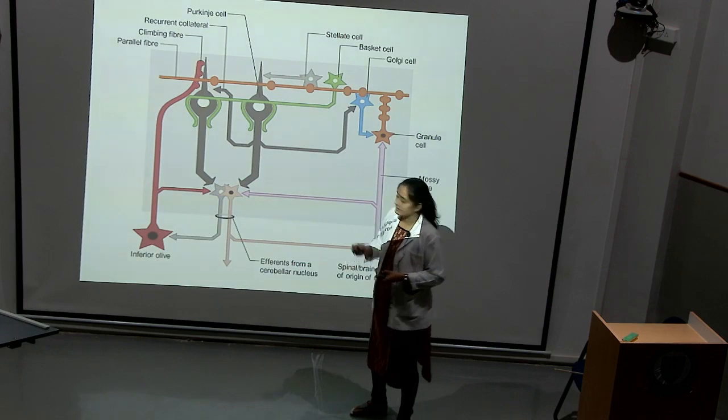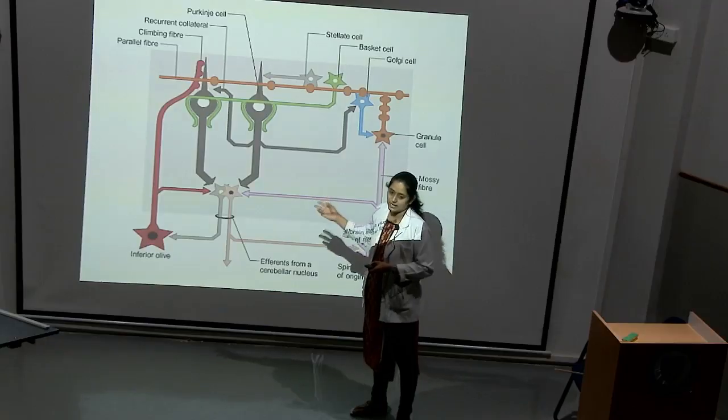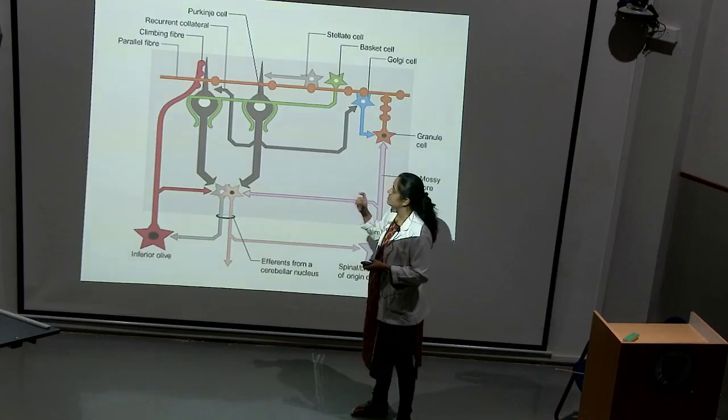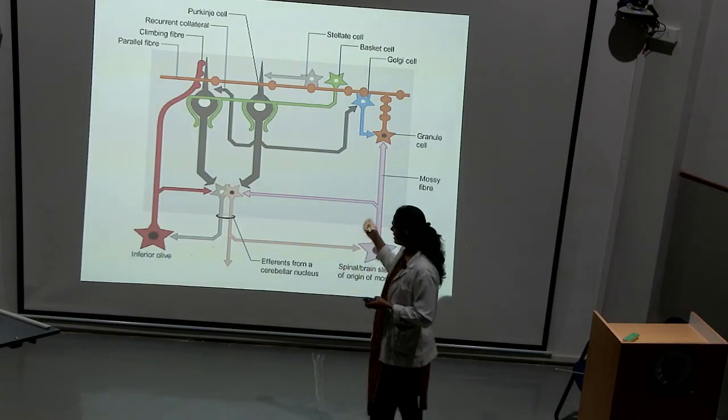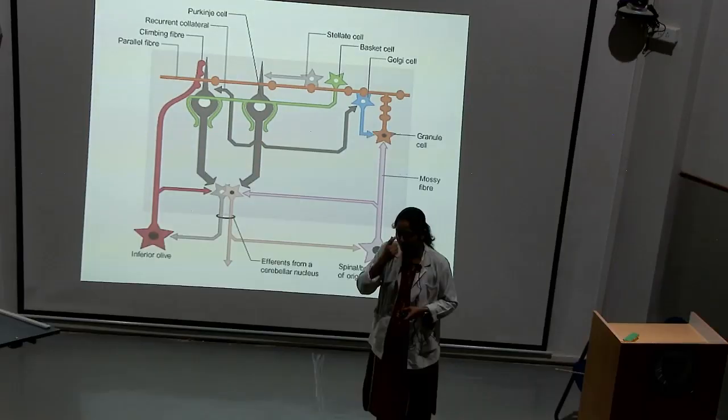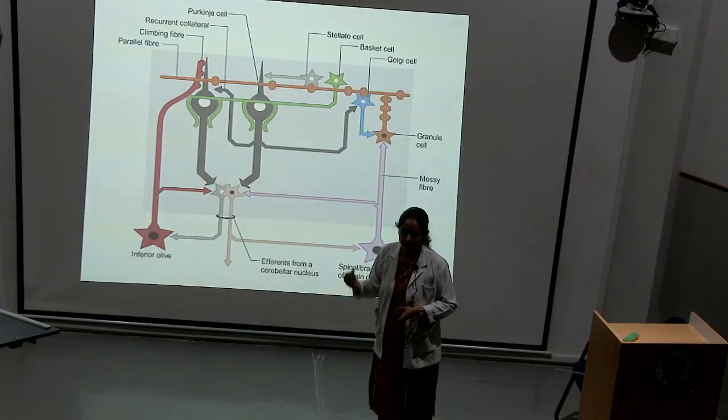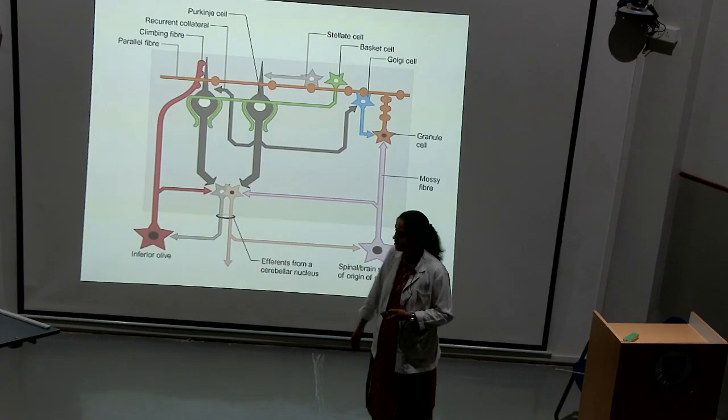Okay. So the stellate cells' dendrites get arborized in the molecular layer. The axons go and synapse with the Purkinje cells. Purkinje cells' dendrites also arborize in the molecular layer. The output of the cerebellum is formed mainly by your Purkinje cells, which go on to the deep cerebellar nuclei.